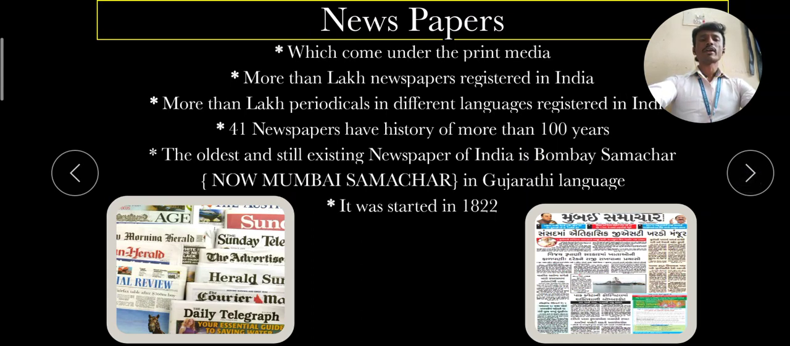So it was started in 1822. Which one? Mumbai Samachar or Bombay Samachar? This is the oldest newspaper. It was started in 1822. So like here the newspapers also play a very important role in the communication system.